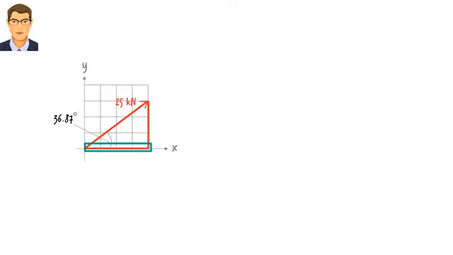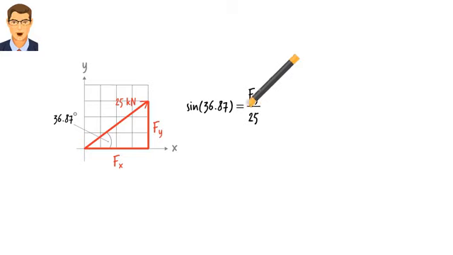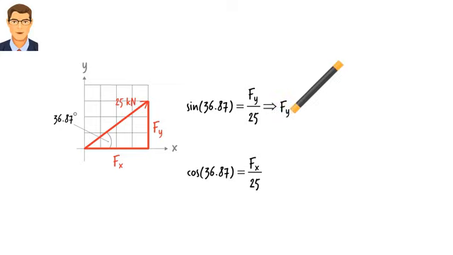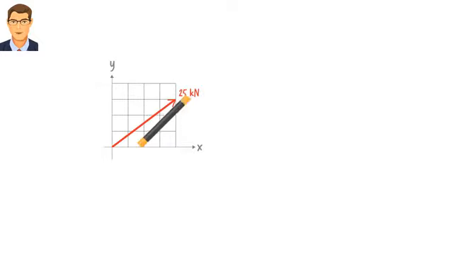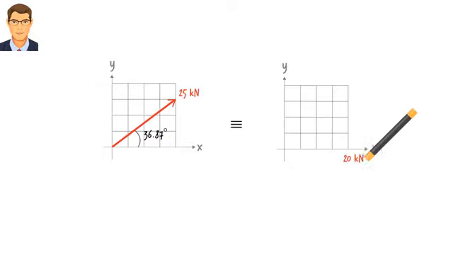Let's refer to this unknown length as Fx and call this length Fy. Then we can write sine of 36.87 equals Fy over 25, and cosine of 36.87 equals Fx over 25. This gives us 15 kilonewtons for Fy and 20 kilonewtons for Fx. So we can replace this vector with these component vectors and vice versa.